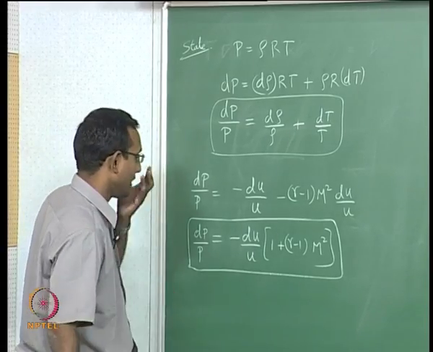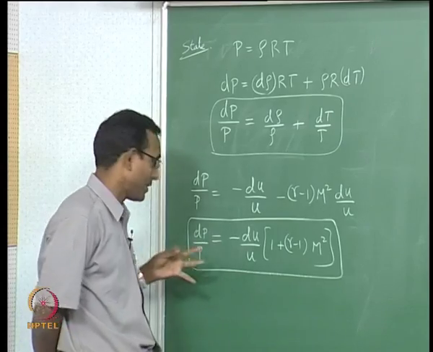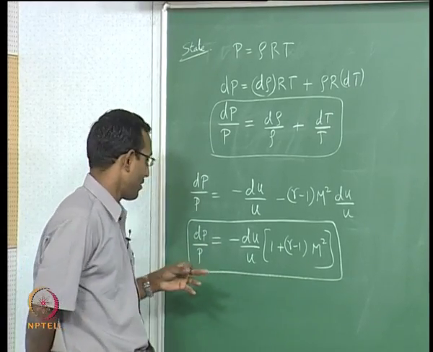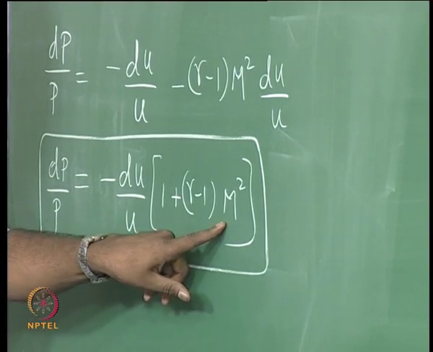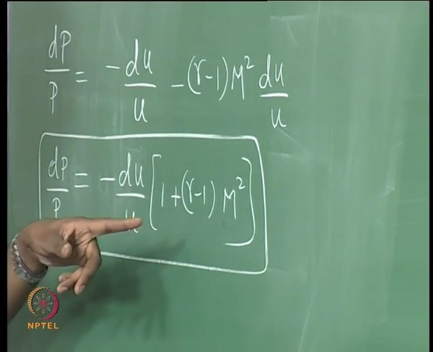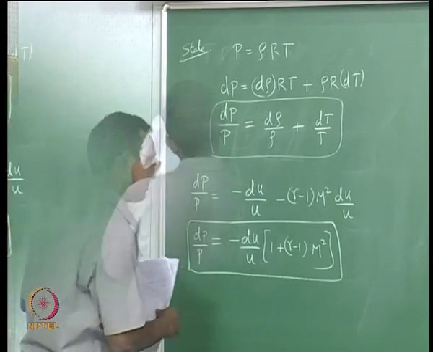So, now I have dT by T in terms of du by u, d rho by rho in terms of du by u, dP by P in terms of du by u, but suddenly dP by P has an M inside and dT by T also has an M inside. I do not know how M varies with u. Let us find that out next.